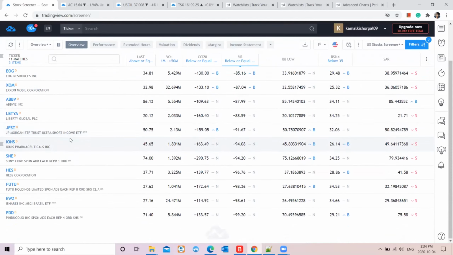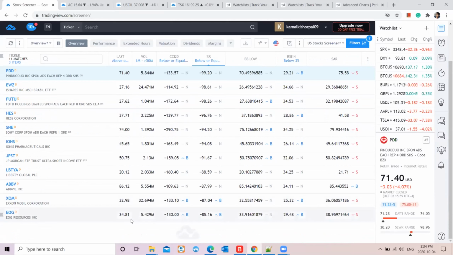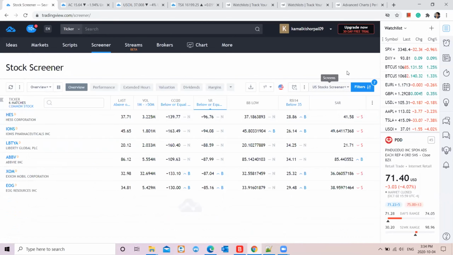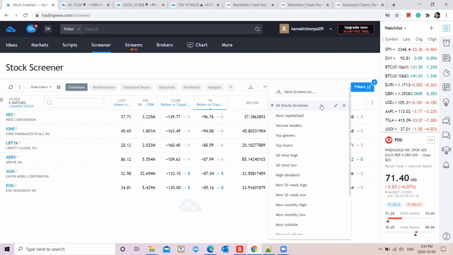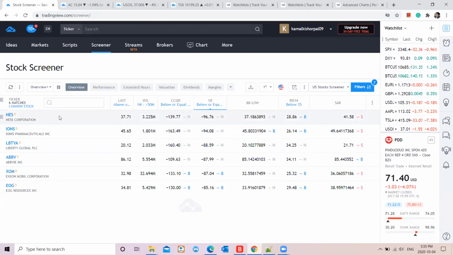We have 11 matches. Internet retail, PDD. Don't look at the top 3-4. Actually, remove the ETFs and all from this, no? Exchange is fine. You can choose here. US stock screeners. Okay, so we have these 6 stocks.